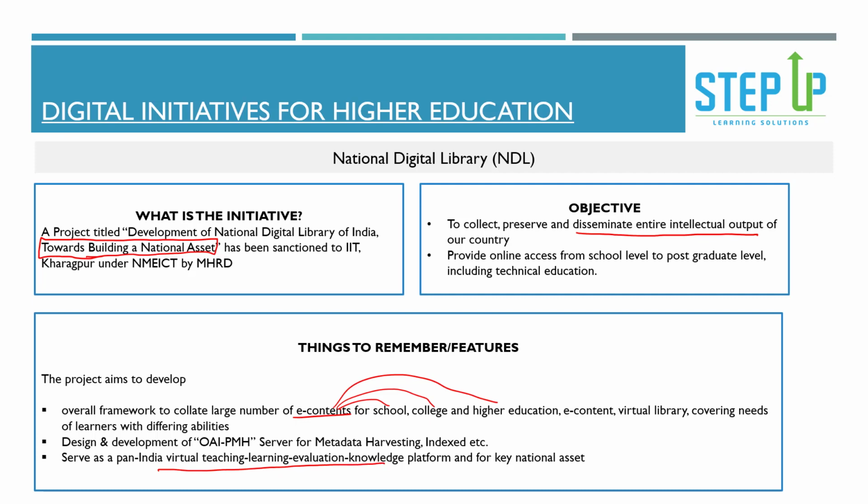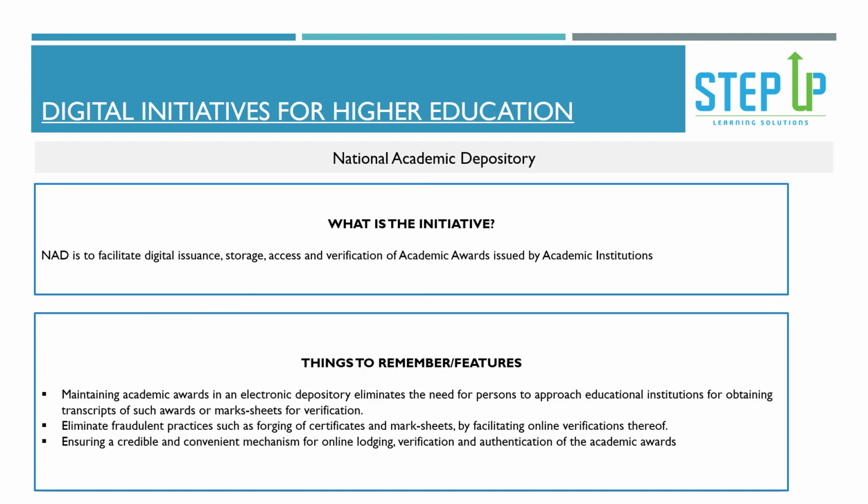So NDL is by IIT Kharagpur, and you have around 72 lakh digital books. That means 72 lakh digital ebooks are available already on the platform. More than 15 lakh people have registered themselves on the portal, and this really is towards building the national asset for the country. Now next is NAD, which is the National Academic Depository, right?